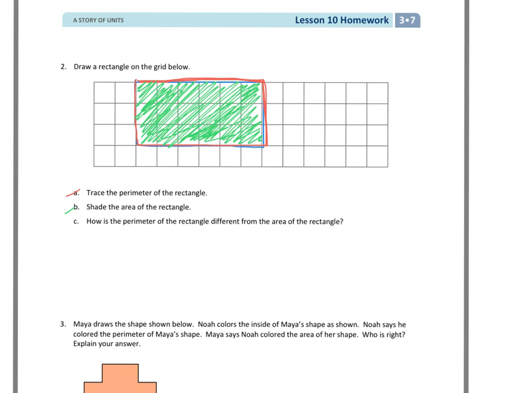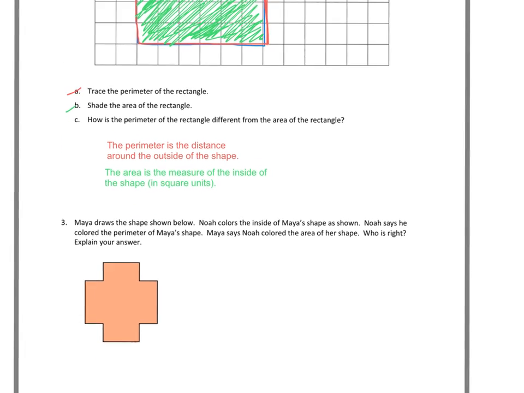And C says, how is the perimeter of the rectangle different from the area of the rectangle? I know this because the perimeter is the distance around the outside, or the boundary of the shape, and the area is the measure of the inside of the shape. And there's my explanation, my 2 definitions right there that I'm using. So again, the perimeter is the distance around the outside of the shape, or the boundary of the shape, and the area is the measure of the inside of the shape in square units, or the space inside.